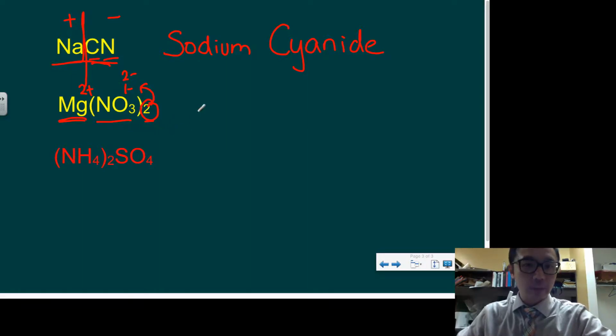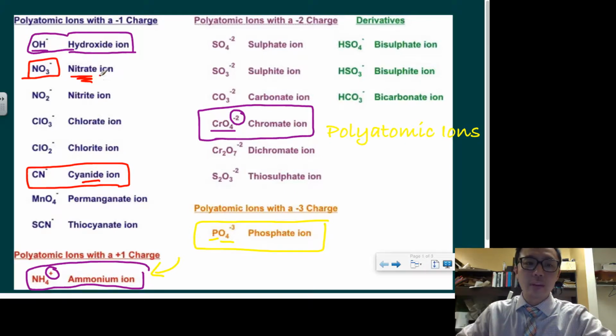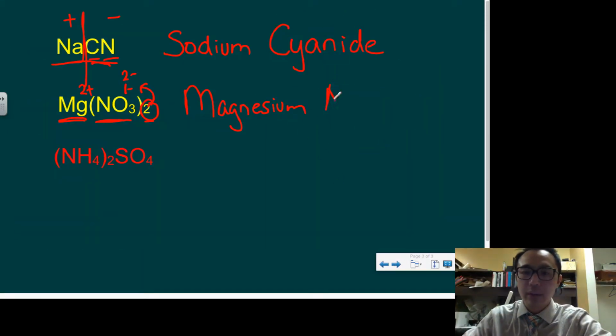Well, Mg is found in the periodic table as magnesium, so we're just going to write magnesium. It doesn't change. And NO3 is a polyatomic, so look in here, where's nitrate? Right here, NO3 minus. We're not going to change this name. We're not going to name ion, because once it's bonded to something, it's not ion anymore. So we're just going to keep this name as nitrate, and that's what you're going to write. So magnesium nitrate, and that's how you name it.